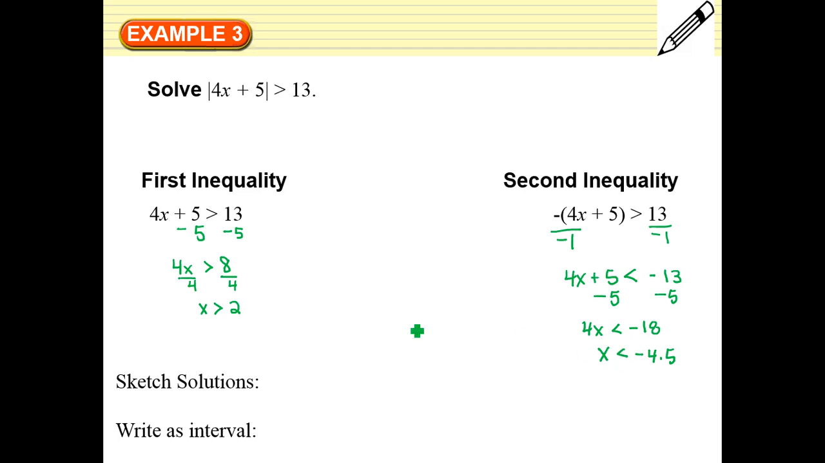Okay, so here's my two inequalities. It would be x greater than 2 or x less than -4.5. And then if I want to sketch my solutions, I have to draw out a number line. Okay, here's 0, 1, 2, 3, -4, -5 here. So -4.5 is about right there. 1, 2. Here's where 2 is.